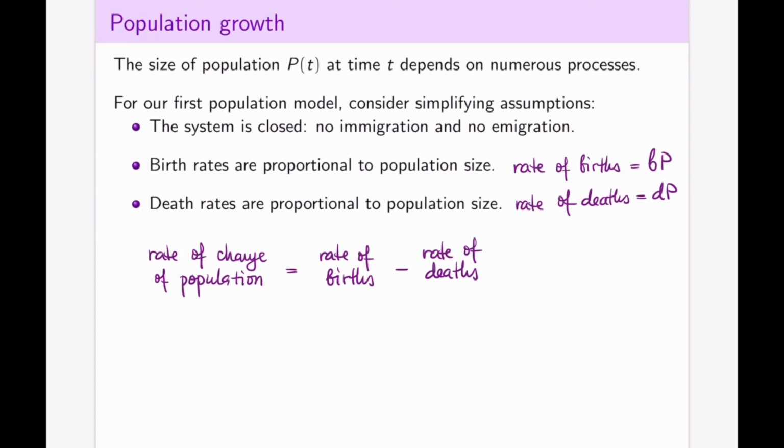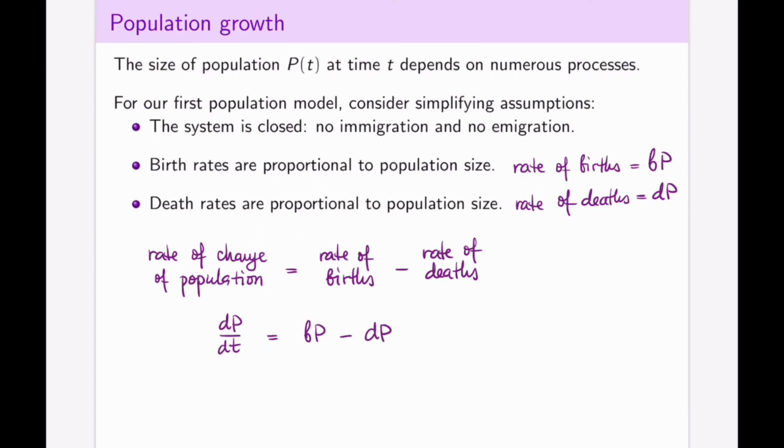Now, this entire equation is based on rates, which means that this in itself is a differential equation. The rate of change of population is the derivative of the population with respect to time. The rate of births being proportional to the population size is just BP. The rate of deaths is DP, where B and D are birth and mortality constants.